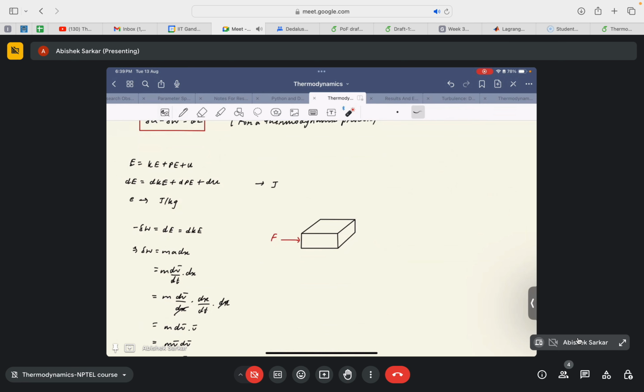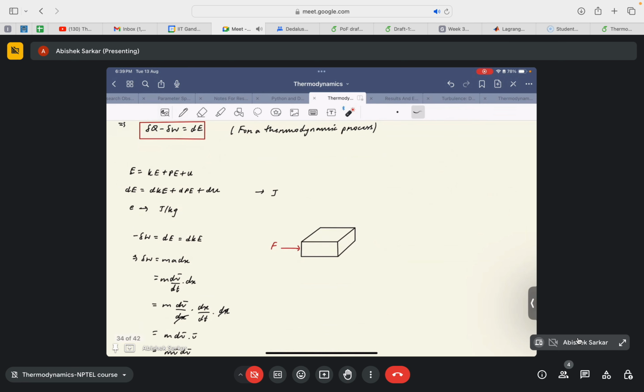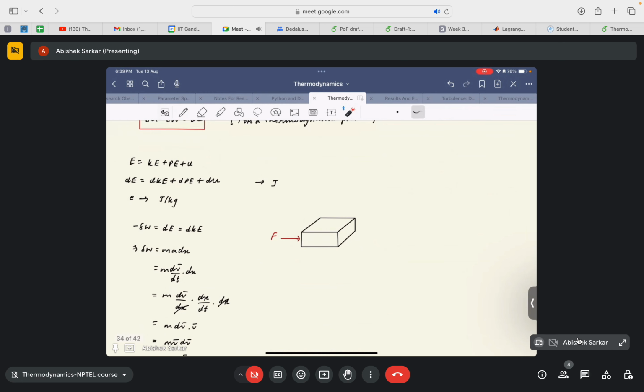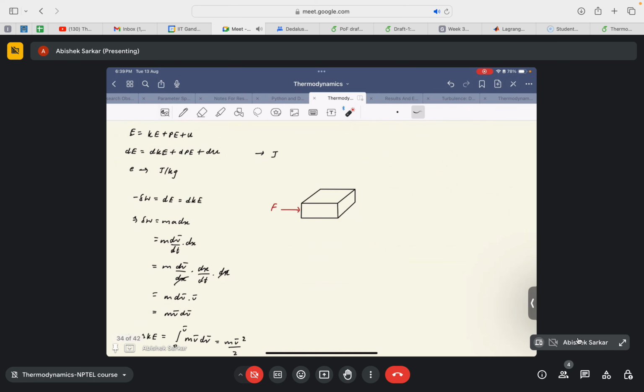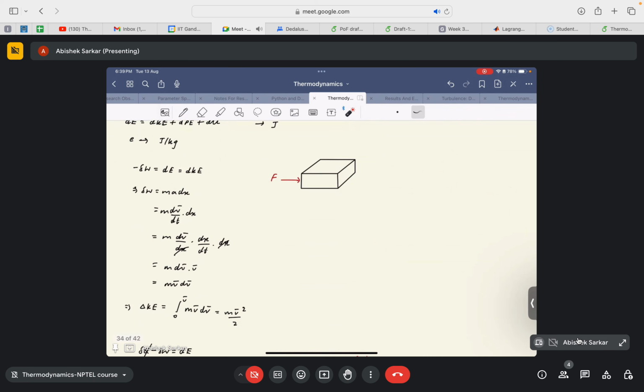Now Professor Anand discussed that the total energy of the system constitutes the kinetic energy, the potential energy, as well as the internal energy. If the system constitutes only kinetic energy, then the functional form of the net energy would be given by mv squared by 2, where v is the average velocity of all the molecules of the system that we are considering.